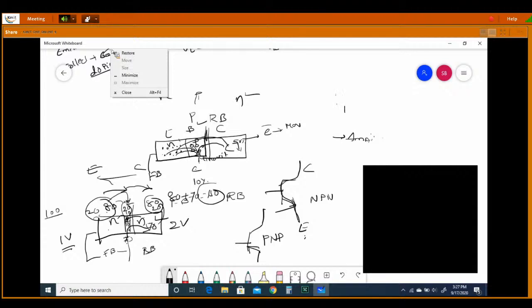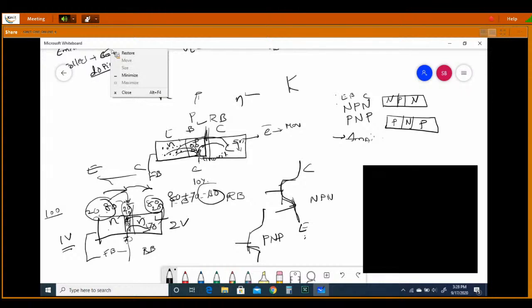One is an NPN transistor. The second one is your PNP transistor. In the NPN transistor, the diagram has emitter, base and collector. Emitter is N type, base is P type, collector is N type. In the PNP transistor, emitter is P type, base is N type, and once again the collector is P type.